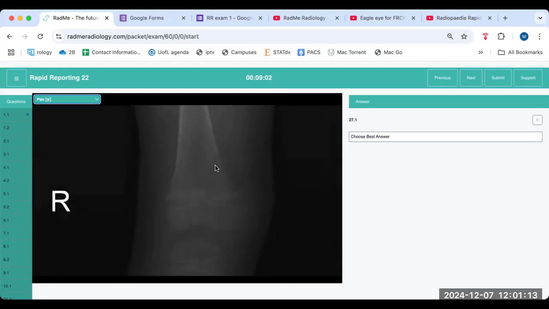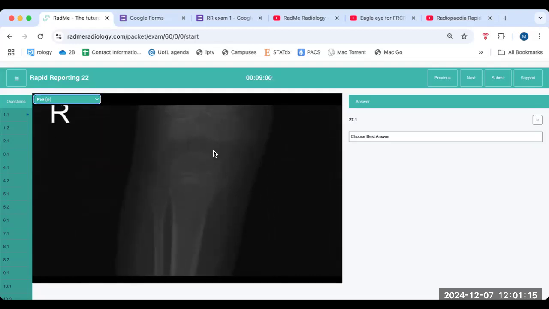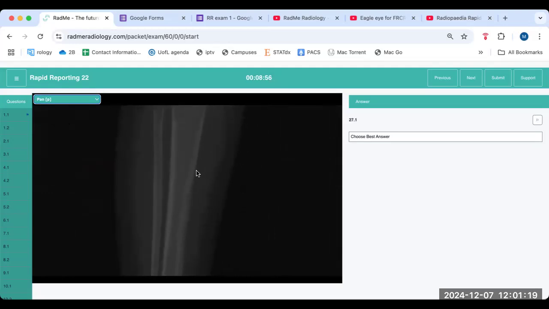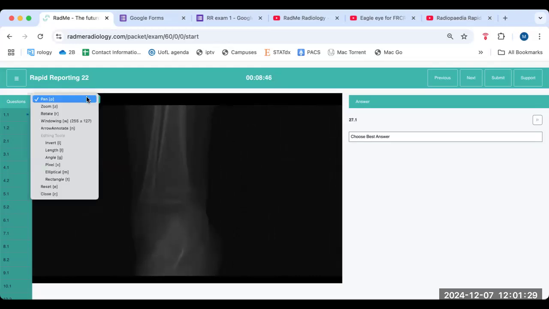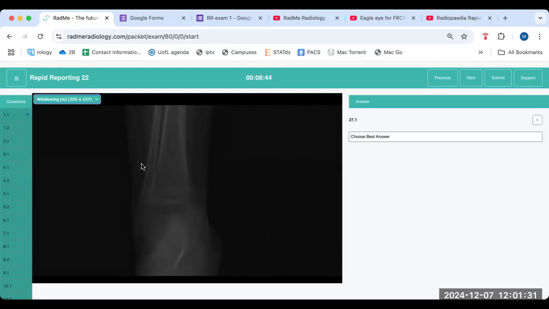And I will start by the edge of the film, femur, and then tibia. And there are some lucencies here, but I think they may be the vascular lines. Also, let's make the window a little bit bright.